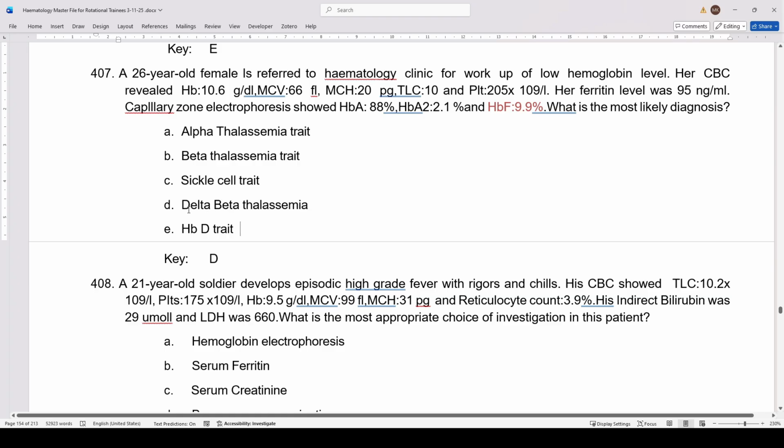And the other thing is it is heterozygous delta beta thalassemia, because in homozygous delta beta thalassemia, the patient just has HbF. There will be no HbA, no HbA2, or very low. So the patient just has HbF of around 98% or more. So this is a delta beta thalassemia trait.